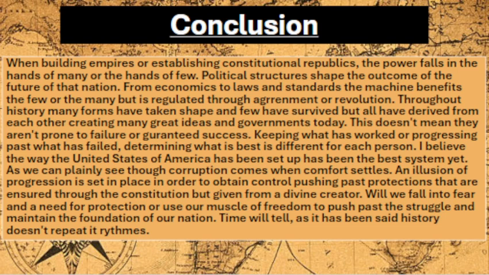In conclusion, when building empires or establishing constitutional republics, the power falls in the hands of many or the hands of few. Political structures shape the outcome of the future of the nation. From economics to law and standards, the machine benefits the few or the many, but is regulated through agreement or revolution. Throughout history, many forms have taken shape and few have survived, but all have derived from each other, creating many great ideas and governments today. This doesn't mean they aren't prone to failure or guaranteed success.